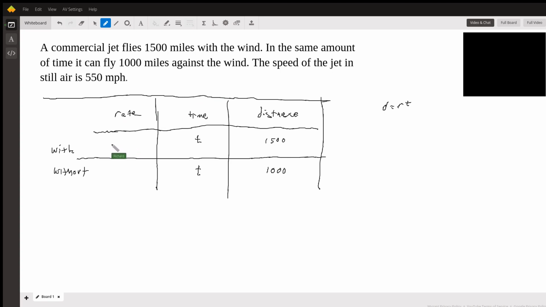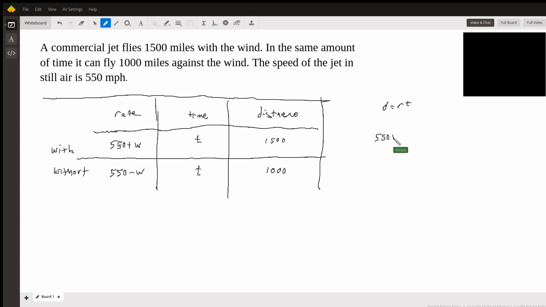The speed of the jet in the still air is 550 miles per hour. So with the wind, it's 550 plus the speed of the wind. The wind is blowing the jet in the same direction that it wants to travel. And against the wind, it's going to be 550, which is the amount it would travel without any wind at all, minus the speed of the wind, because the wind is blowing in the opposite direction from where the jet wants to travel. And now you can see we have a system of equations.